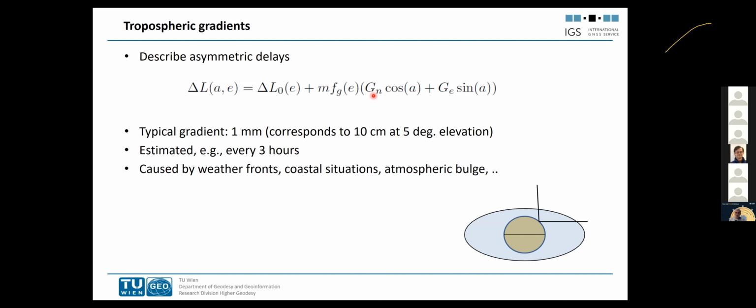Why do we need tropospheric gradients? Because we have to consider the atmospheric bulge, as illustrated here on this figure, or coastal situations and, in general, various weather fronts where we have different delays in different azimuth angles.